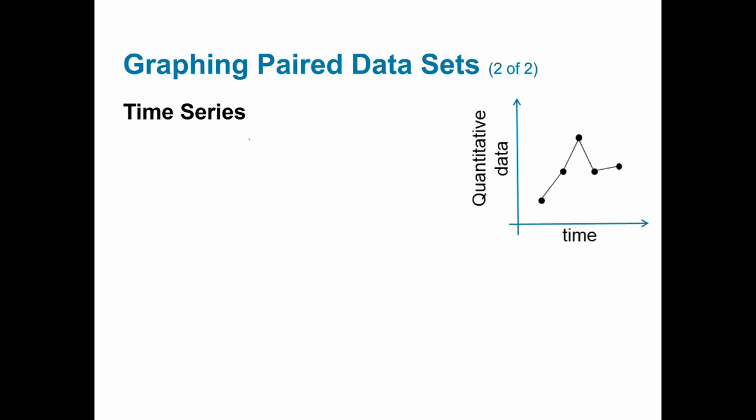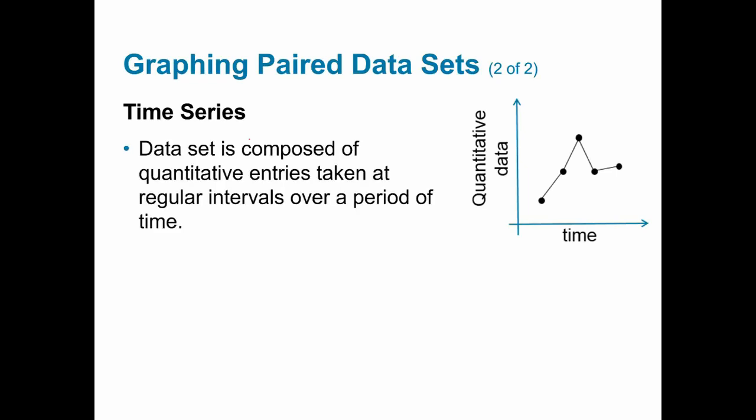A time series graph. This is just essentially a line graph for data over time. So time series is just looking at data over time. Here we're still looking at quantitative data, but we're taking it over some period of time. So time is always going to be your horizontal axis.